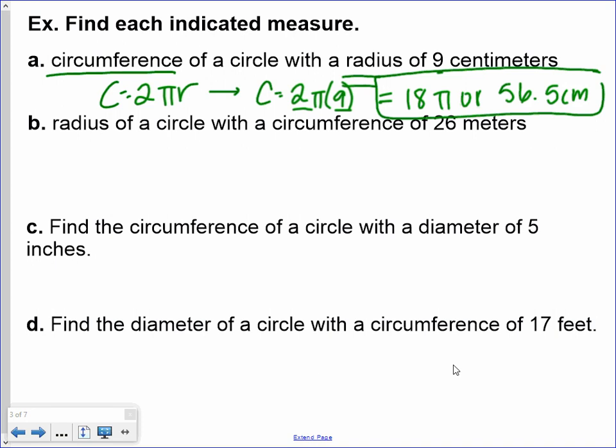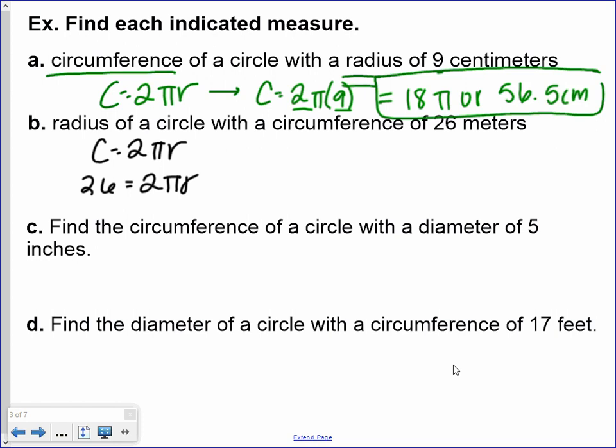Now, what happens if they give you the circumference and they ask for the radius? You're going to use the exact same formula, 2 pi r. However, they're giving you the circumference, so that's what's going to get plugged in for C, and then you're being asked for the radius, so we'll leave r alone.